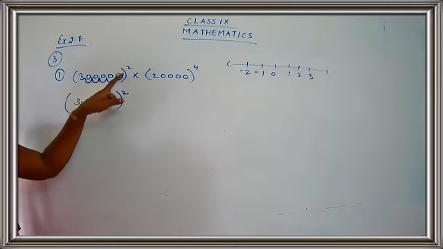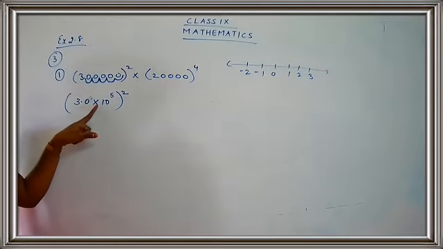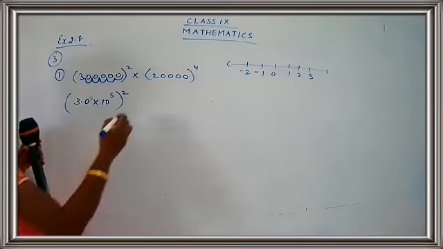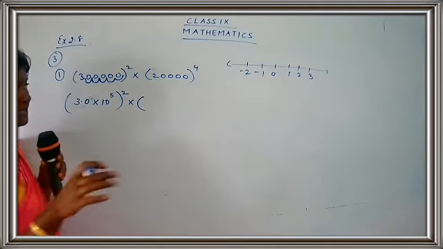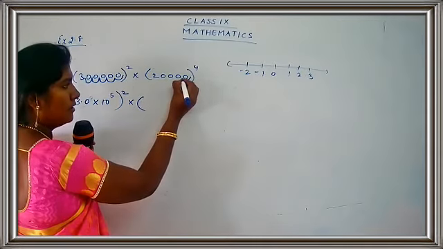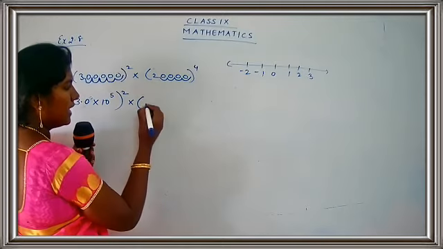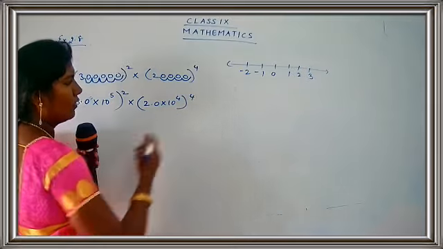So what I get here, the decimal point is here. So 1, 2, 3, 4, 5. So I get 3.0 into 10 raised to 5. The square is kept as it is. Now coming to the second part, this is 20,000. So where is the decimal point present? The decimal point is somewhat here. So let me shift it. It's 1, 2, 3, 4. So I get 2.0 into 10 raised to 4, the whole raised to 4.